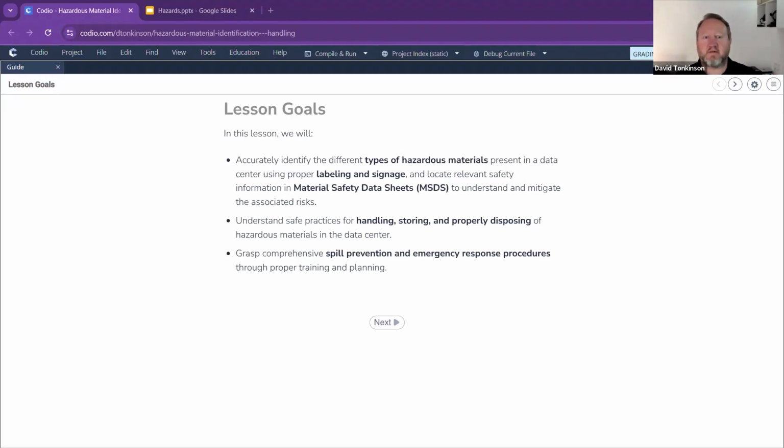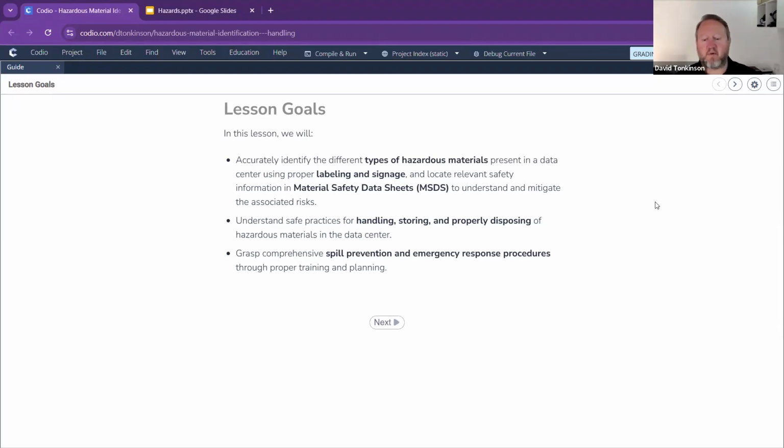So this week's lecture, we're basically going to be talking about hazardous materials. Now you might think, hold on, I'm in a data center. What hazardous materials could we possibly see there? So we will go through some of those and some potential issues and handling methods in there, okay?